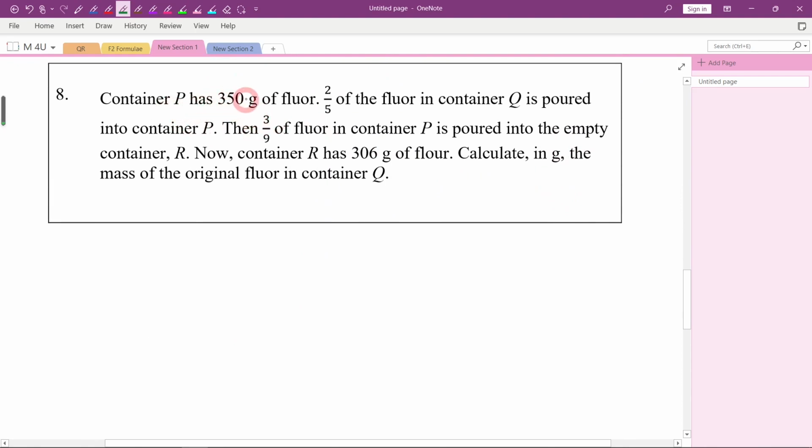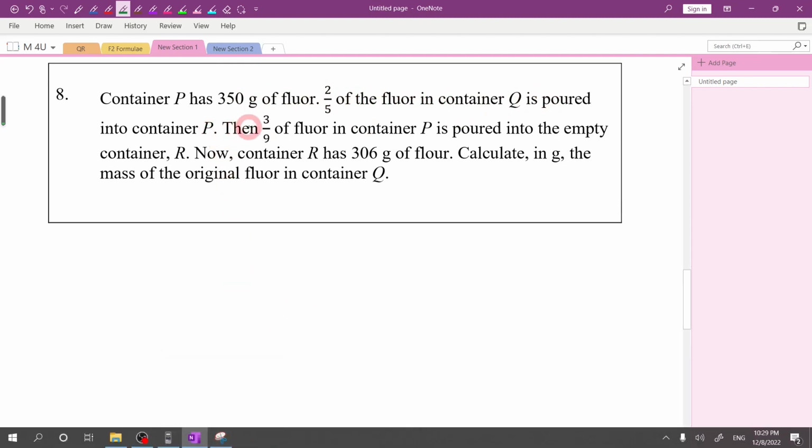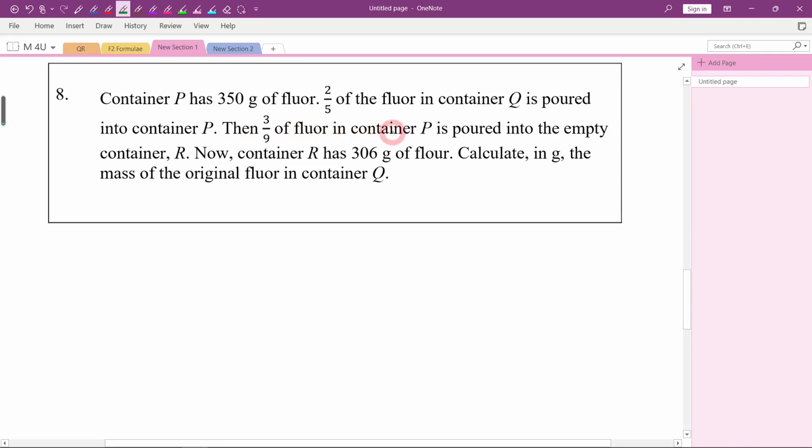Container P has 350 grams of flour, and 2/5 of the flour in container Q is poured into container P. Then 3/9 of the flour in container P is poured into the empty container R. Now, container R has 306 grams of flour. Calculate in grams the mass of the original flour in container Q.